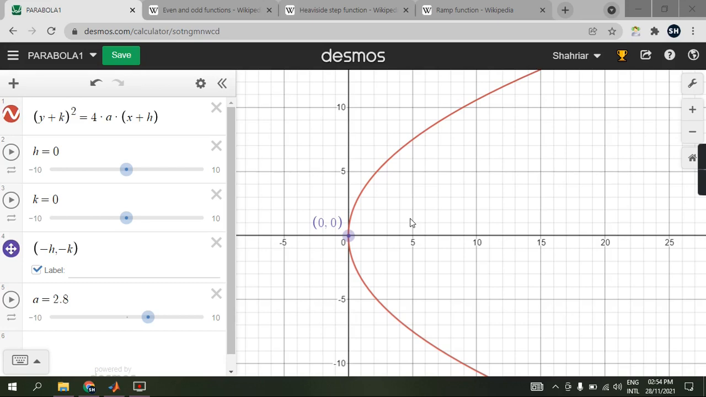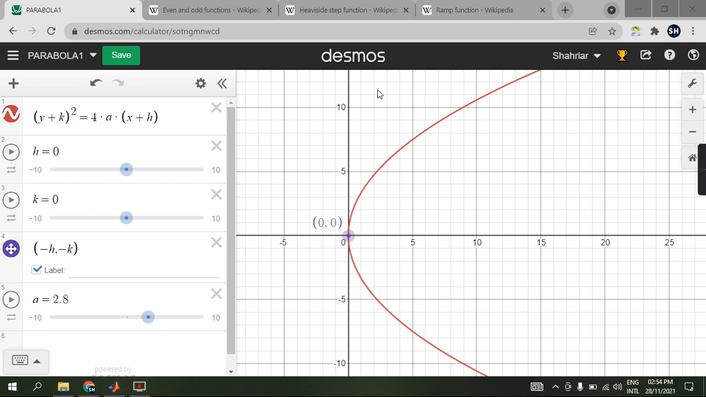Assalamu alaikum. Today I will try to explain the even odd functions and the piecewise function using unit step function and ramp function, and we'll be seeing it using Desmos and MATLAB.